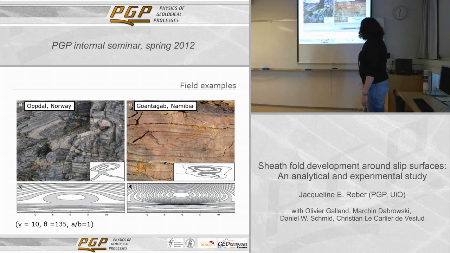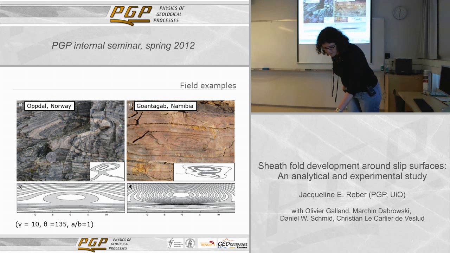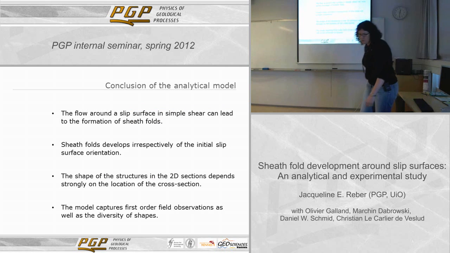So we basically conclude that we can capture the first-order observations, and we can also capture the diversity of these layers. So we have all types of layers which are relatively similar in the model and nature. So to conclude, from the analytical model, first we can say, yes, a slip surface can produce a sheath fold. The initial orientation of the slip surface is not very relevant.